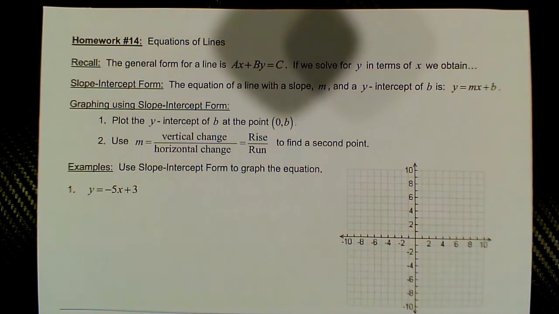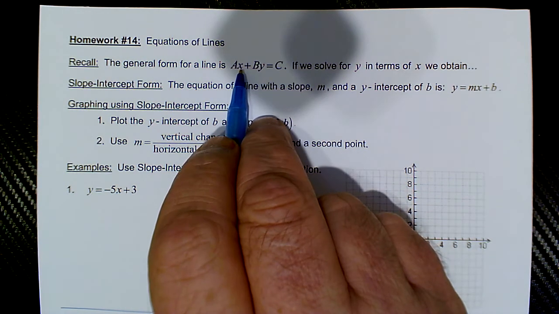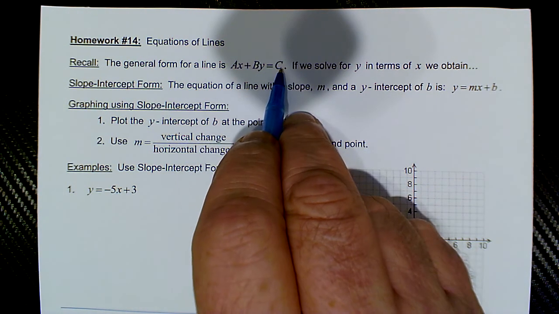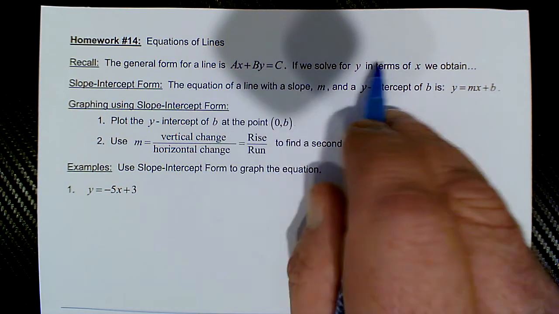Hello everyone, this is homework 14, equations of lines. We already saw slope-intercept form, so we revisit that and recall the general form of a line contains an x and a y and a constant. Special lines, horizontals, verticals, either x or y is missing.